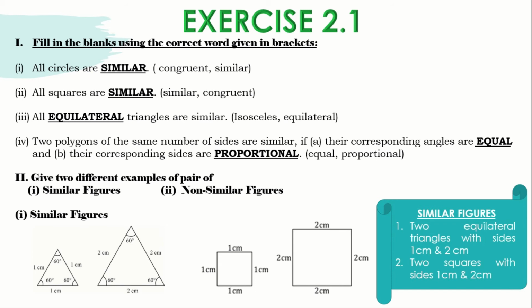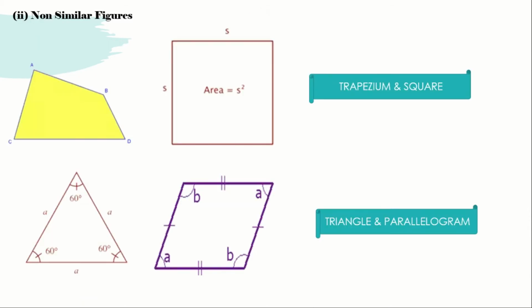For similar figures, the first example is two equilateral triangles with sides 1 cm and 2 cm. You can see here two triangles, where the first triangle has 1 cm side lengths and the second triangle has 2 cm side lengths. Both have the same shape but differ in their size. So it is a similar figure. The second example is two squares which have the same shape but the side length differs. The first square has 1 cm side length and the second square has 2 cm side length.